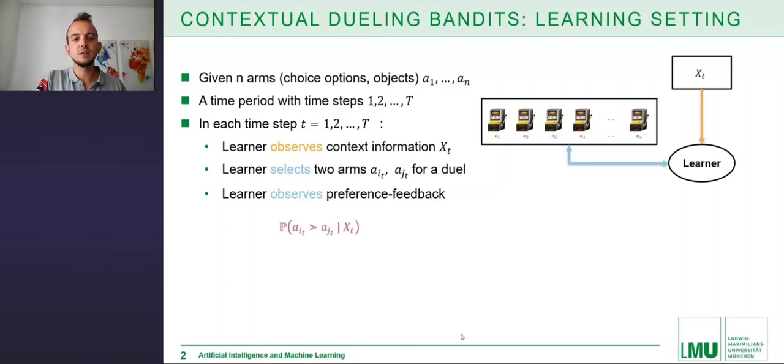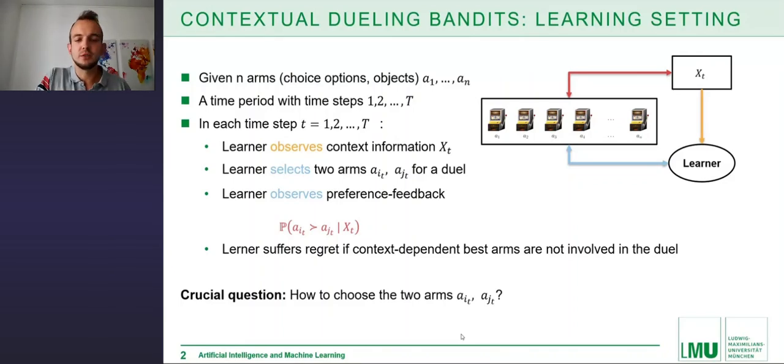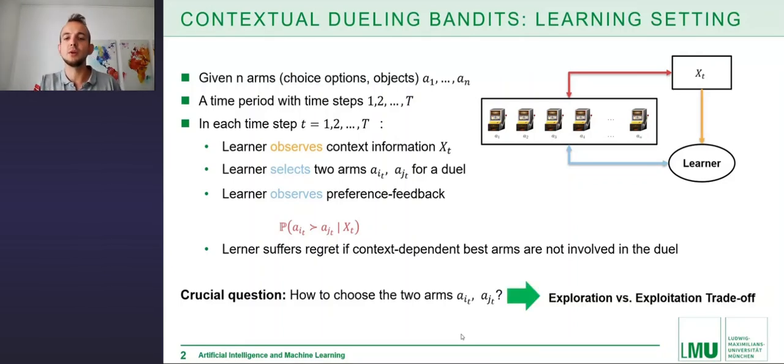And because this is a stochastic setting, we assume that these observations are noisy, so they are generated by some preference probability. And as we have here a contextual setting, these probabilities and the context information are related to each other. So depending on the context, we have a different distribution here. And as usual, the learner suffers regret if not the best choices are made, which in the dueling bandit setting means that not the two best arms are used in the pairwise comparison. And then the crucial question is, of course, how to choose these two arms, which gives rise to the well-known exploration-exploitation trade-off in bandits.